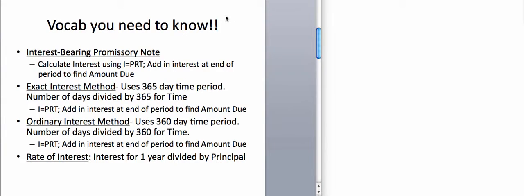All right, people, welcome to Chapter 4, Section 1, Promissory Notes. What promissory notes are is you borrowing money and then paying it back at the time of its due or its maturity date, is what it's called. There's three different ways we talk about it, all using the simple method of I equals PRT. There will be some different times where you use different time periods, exact and ordinary, and we'll talk about those. We'll also talk about how to find the rate of interest.